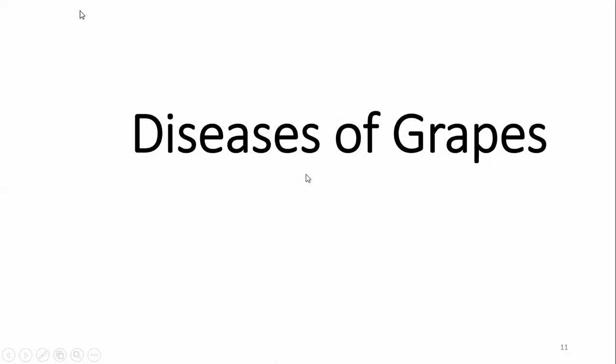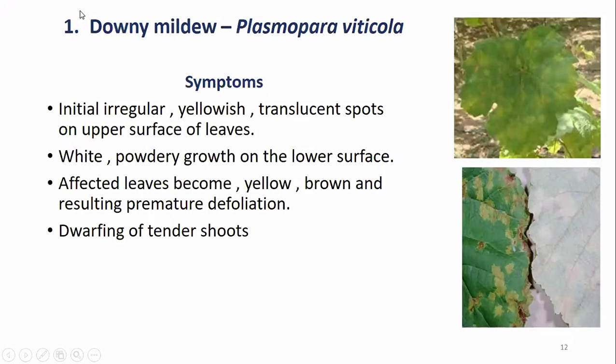Let's start the diseases of grapes. First, downy mildew, Plasmopara viticola. The symptoms: initially, irregular yellowish translucent spots on the upper surface of the leaves. Here you see the translucent spots on the upper surface. Then white powdery growth on the lower surface. In downy mildew, powdery growth occurs on the lower surface of the leaf.